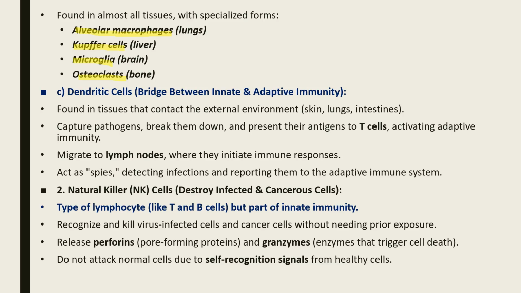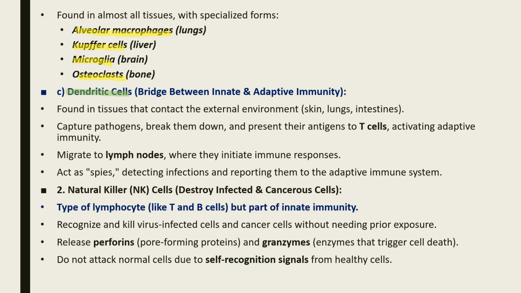The third type is the dendritic cell. The dendritic cell is usually the bridge between innate and adaptive immunity. It is found in tissues that connect to the external environment: skin, lung, and intestine. It captures pathogens, breaks them down, and presents the antigen to T cells, activating adaptive immunity. It migrates to lymph nodes where it initiates immune responses. It acts as a spy, detecting infections and reporting them to the adaptive immune system.